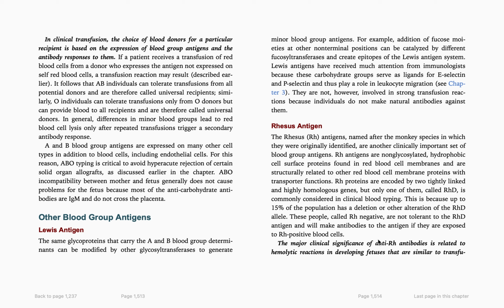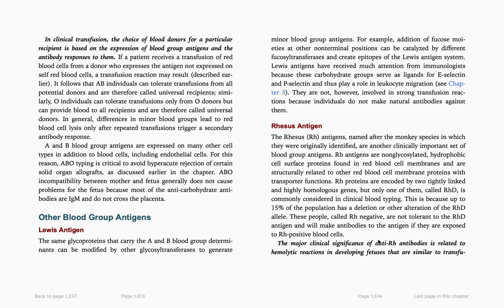Lewis antigens have received much attention from immunologists because these carbohydrate groups serve as ligands for E-selectin and P-selectin and thus play a role in leukocyte migration. They are not, however, involved in strong transfusion reactions because individuals do not make natural antibodies against them. Rhesus antigen.